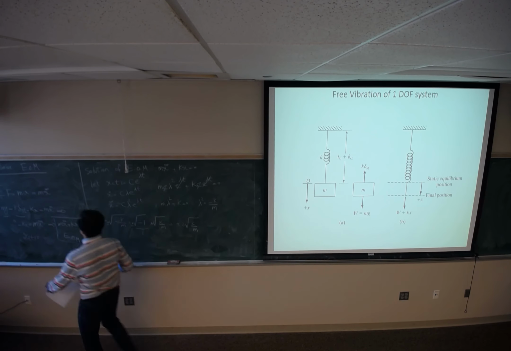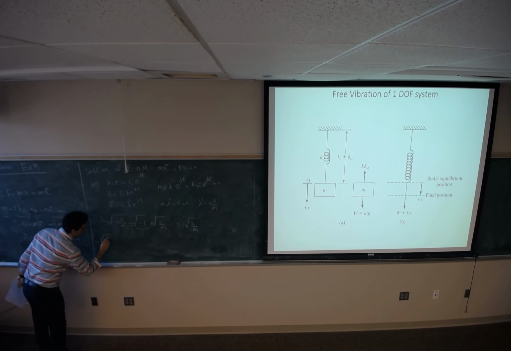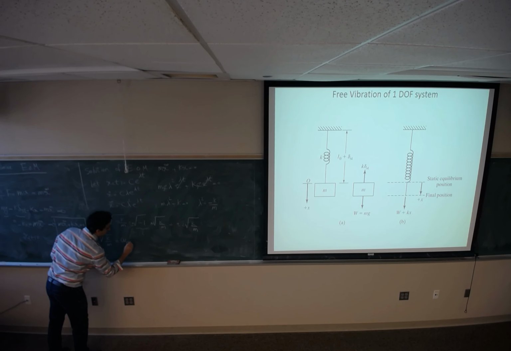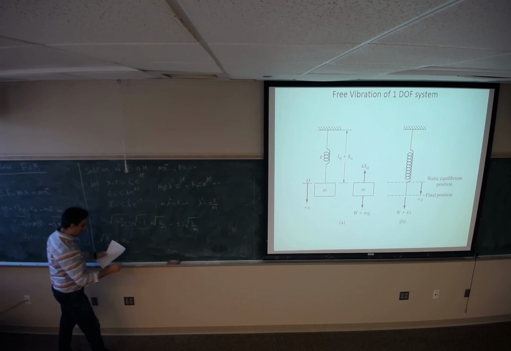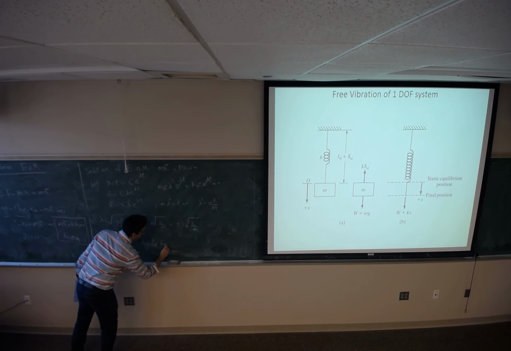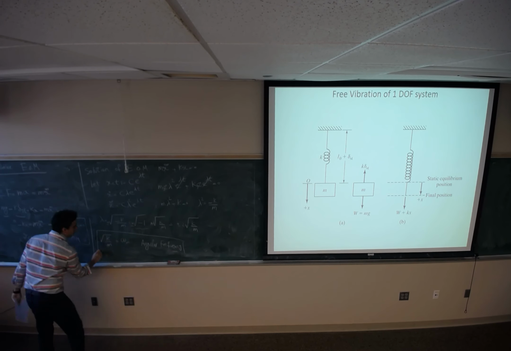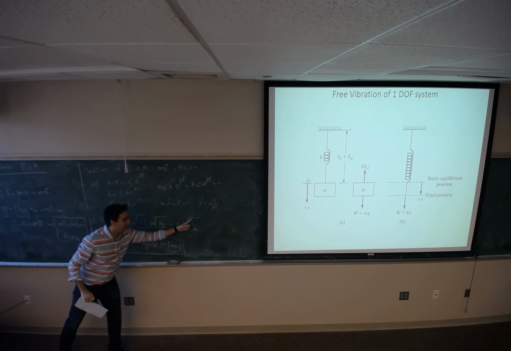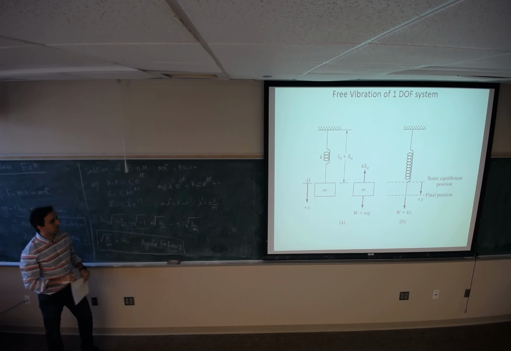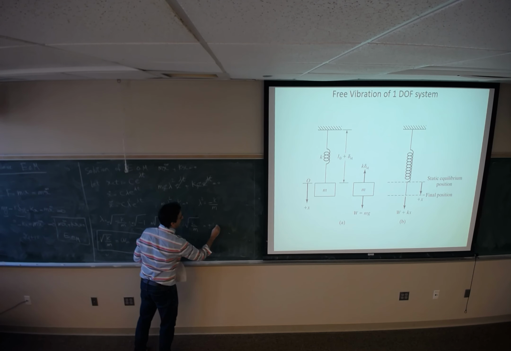So for this system, mass and spring, we define this as omega n, or angular frequency. It's just a definition. Omega n is defined as the square root of k over m, or we call it angular frequency. So I can replace this by positive and negative i omega n.